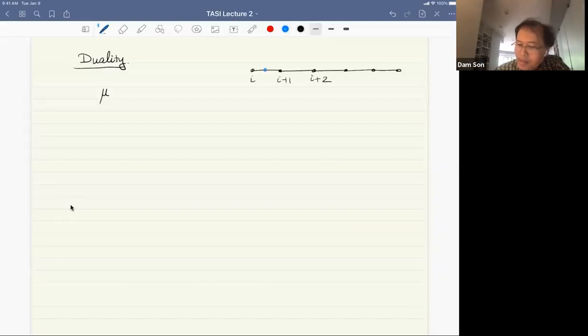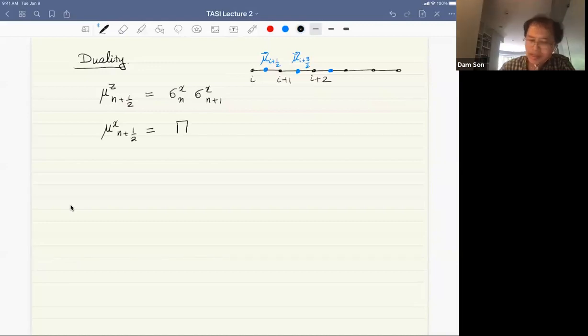So I'm going to define new spins that live on the dual lattice, which in this case is just the sites in between the sites of the original lattice. And I will define the spin this way. So mu z at site n plus a half is the product of two sigma x, at site n and sigma x at site n plus 1. And mu x at site n plus a half is the product of all sigma z at site i with i less than n. Here I assume that the system has n sites, so this product is from 0 to n.